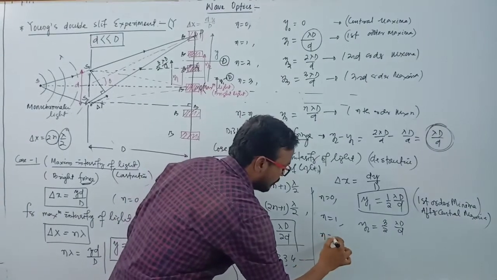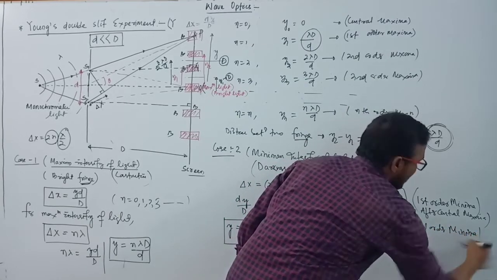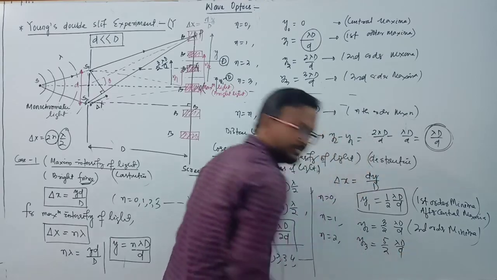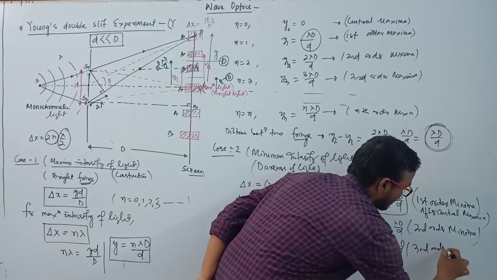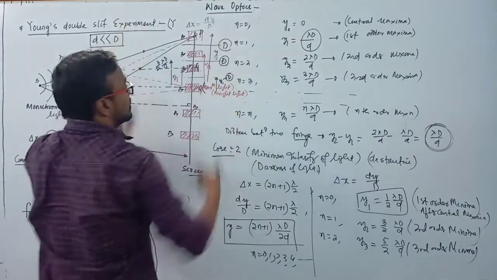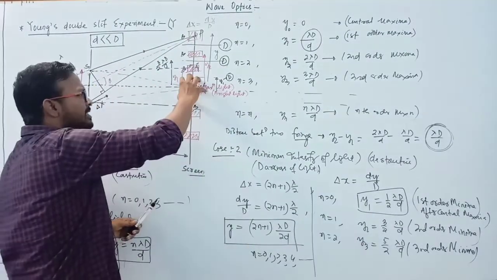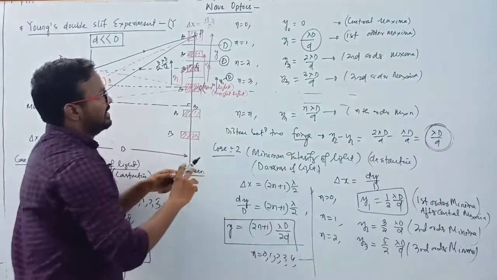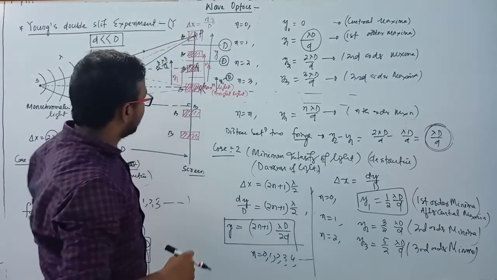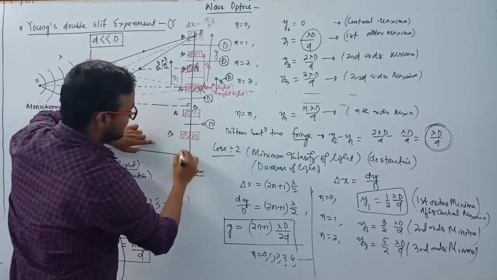And if we take n equal to 2, we get y3, which is the second order minima after the central maxima. Here y3 equals 5 by 2 lambda D by d, and this is known as the third order minima, or minimum intensity of light. So if we move along the screen in this direction, we get maximum intensity of light, then zero light, which is darkness. Again we get maximum intensity, brightness, darkness, brightness, darkness, and so on.